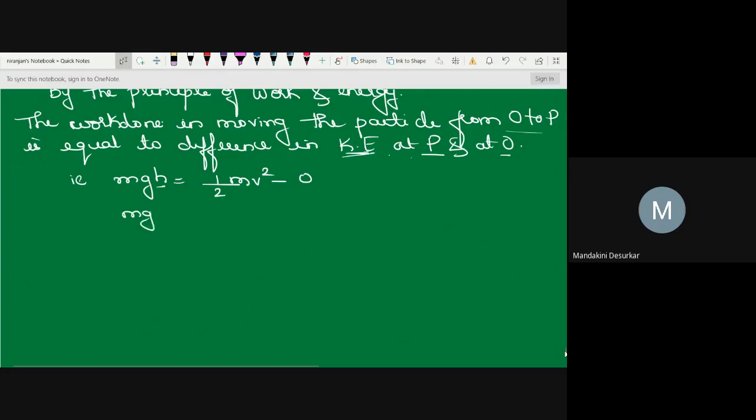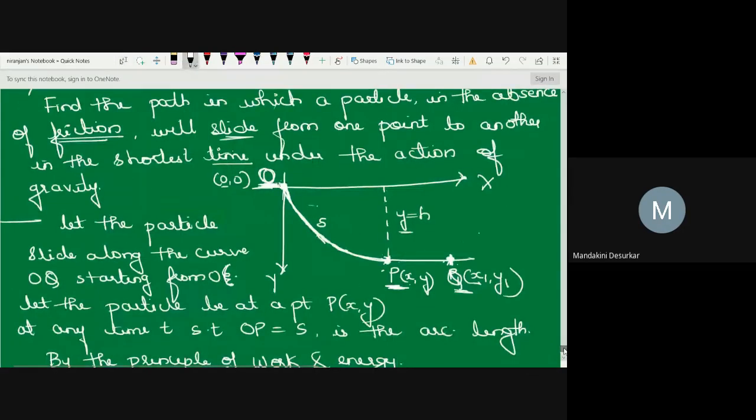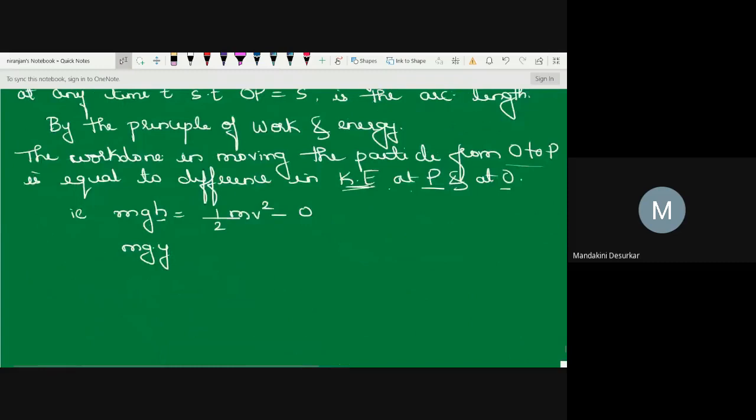The mgh value is y. Is the height y? Check. Is the value of y the total height from O to P? Is it y or no? So I've substituted, mgh is equal to half mv squared. What is the value of v? Can anyone tell me?